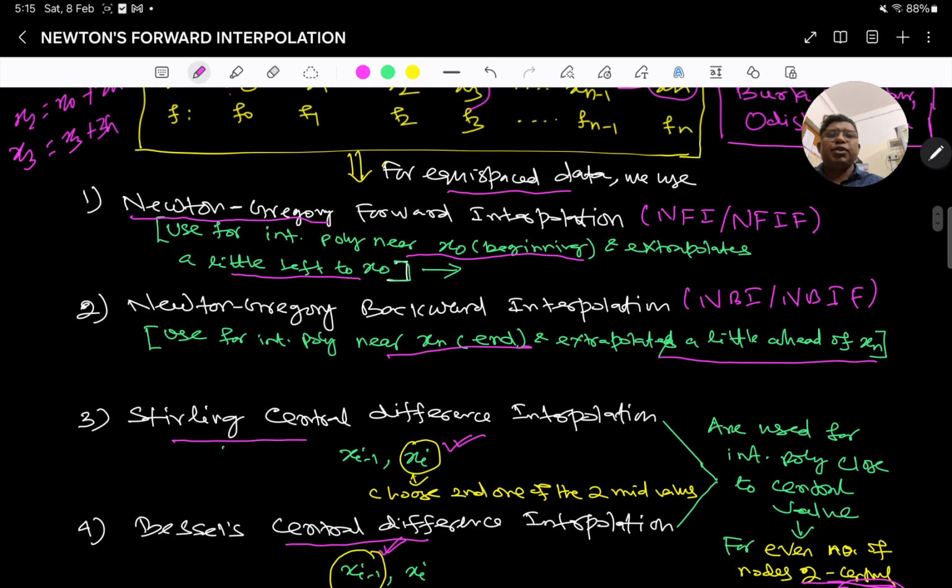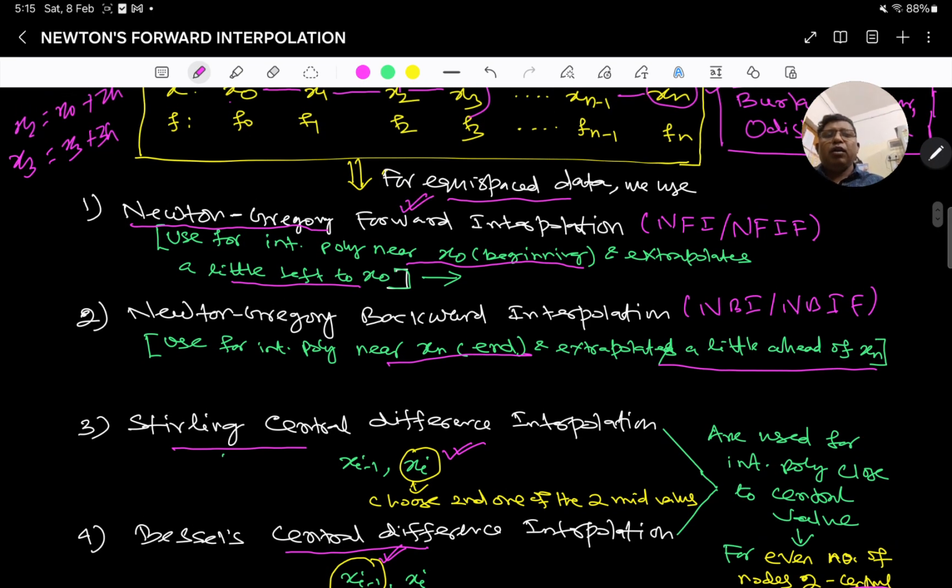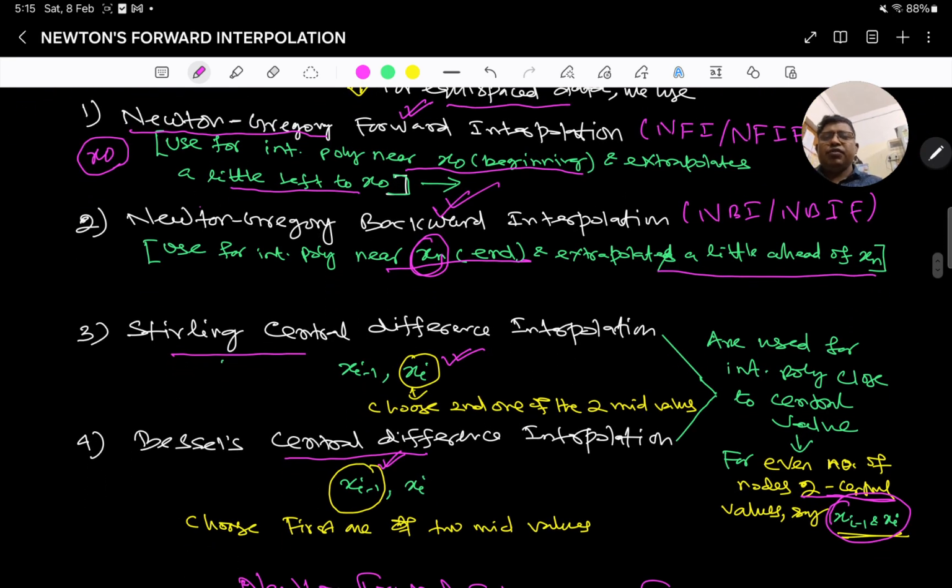That means in Newton forward, while we use the formula, x0 will play the key role, and while we use the backward, xn will play the key role. Likewise, while we use the Stirling central difference formula, if there is one midpoint then fine, if two then we use the second of these two midpoints. Similarly, for Bessel's central formula we use the first of the two midpoints. However, we can use any of the interpolation formulas, but to minimize the error and get the best approximation, these are the techniques to choose the formula.